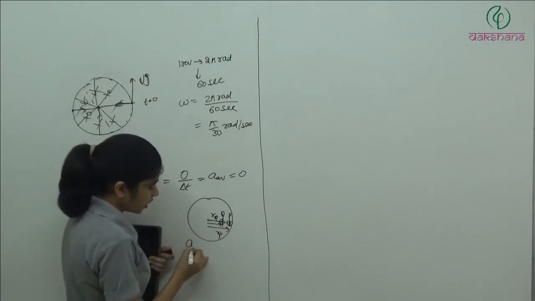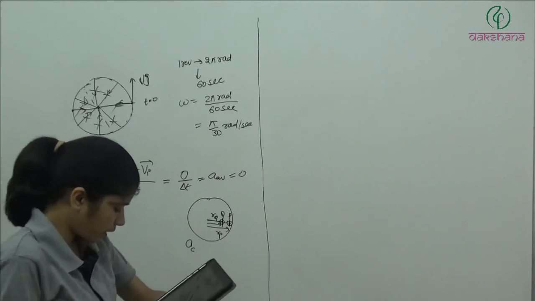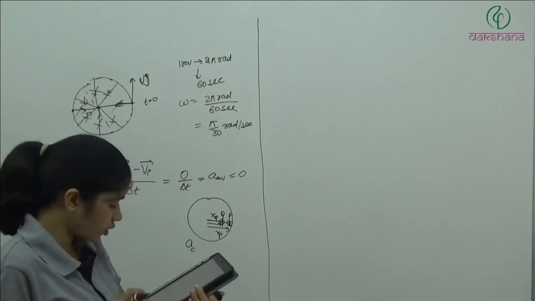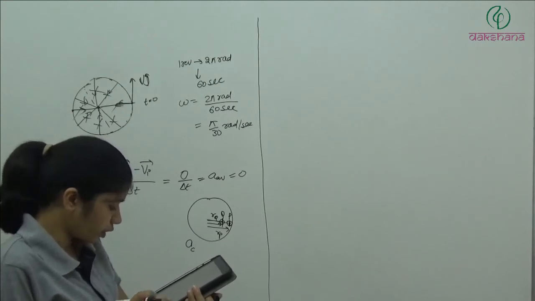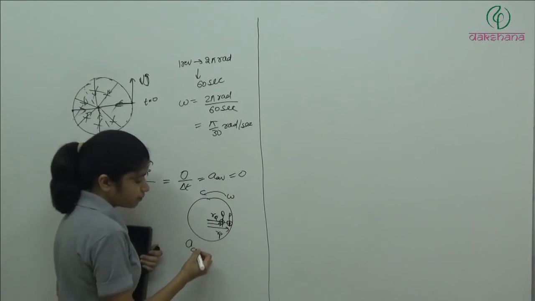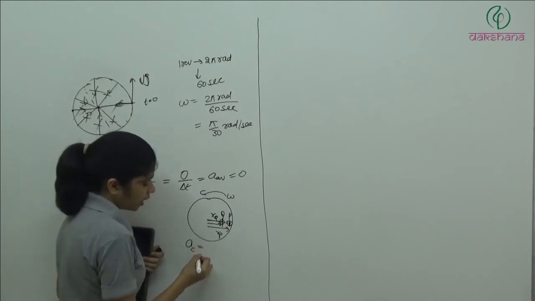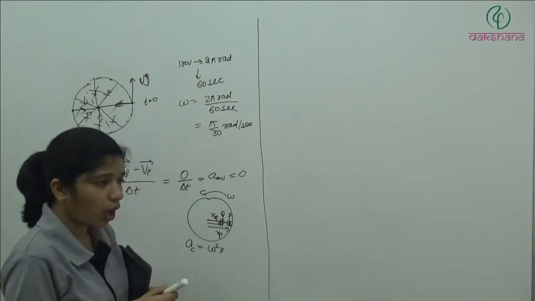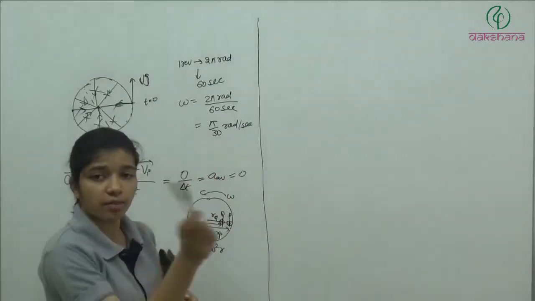Their centripetal acceleration is going to be v square by r. The rotating disc, let's say it is rotating with omega. So here what will come? Centripetal acceleration will be omega square r. Now omega will be the same for all. All are going to rotate with the same angular velocity.